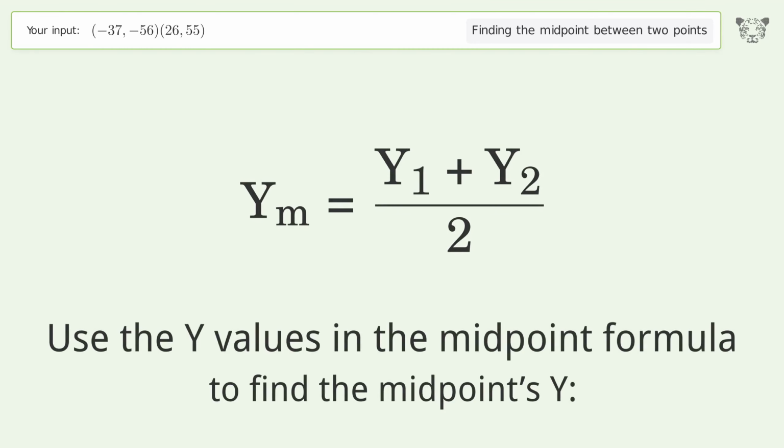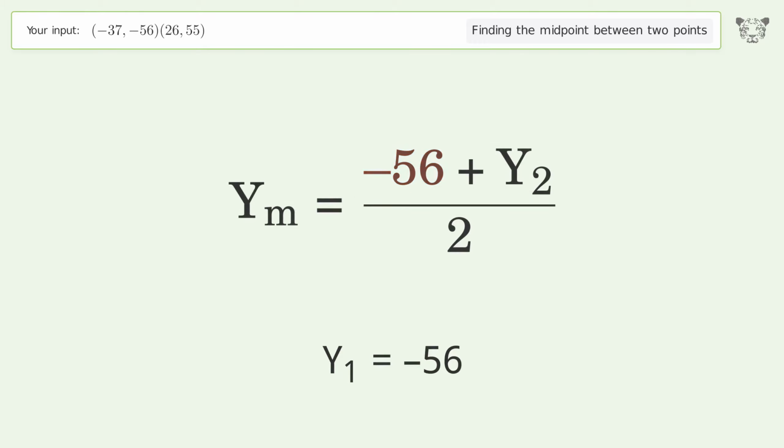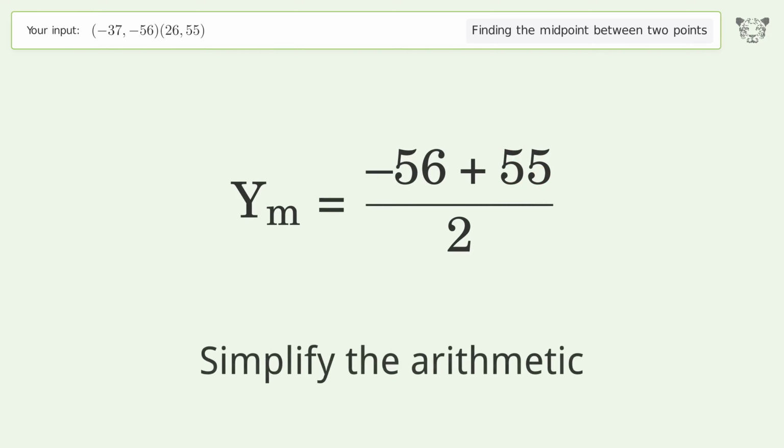Use the y values in the midpoint formula to find the midpoint's y. y1 equals -56. y2 equals 55. Simplify the arithmetic.